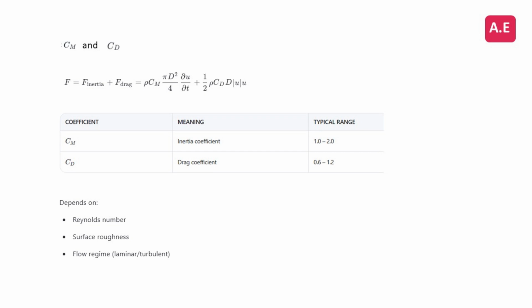A value of 1.0 means no added mass, while higher values indicate more mass being moved with the pile. The drag coefficient, Cd, depends heavily on the Reynolds number, which relates to the flow regime, whether it's laminar or turbulent, and the surface roughness of the pile. In practice, engineers often refer to standardized tables or charts, such as those found in API RP2A or ISO 19902, which provide recommended values for Cm and Cd based on real-world conditions and laboratory testing.